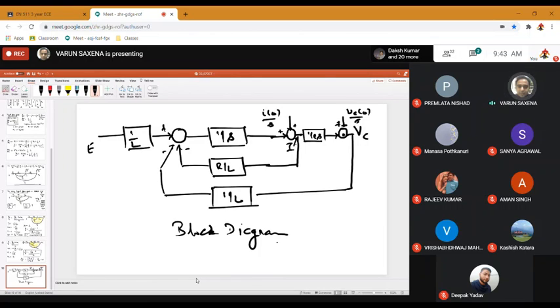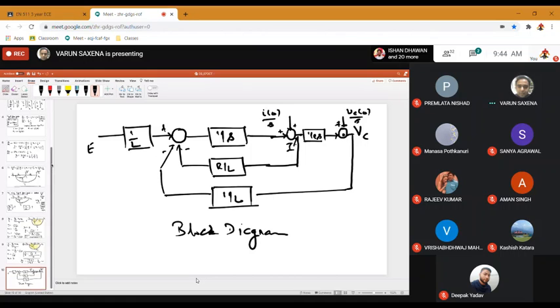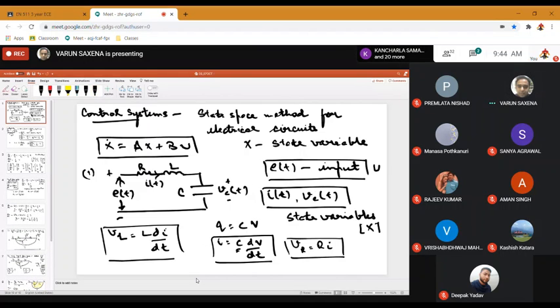So we have started with the circuit. We created a state space model. Then we identified what is matrix A. We identified what is matrix B. So let's just recapitulate. We had a problem which was given to us. We identified what is the input. We identified what are the state variables.